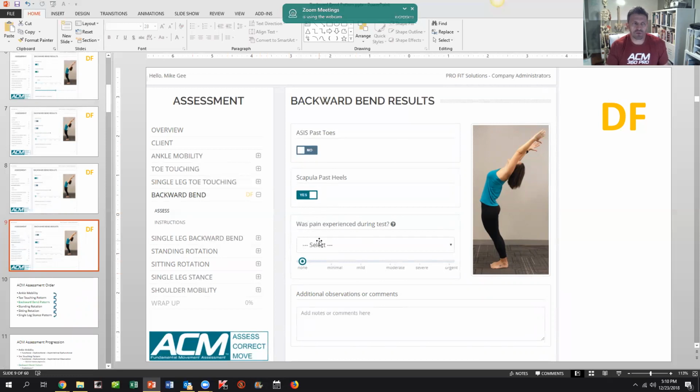Pretty straightforward. When you understand what to look for and you see enough of this, you'll start really understanding true hip extension and true thoracic extension is what we're really looking for in this pattern.